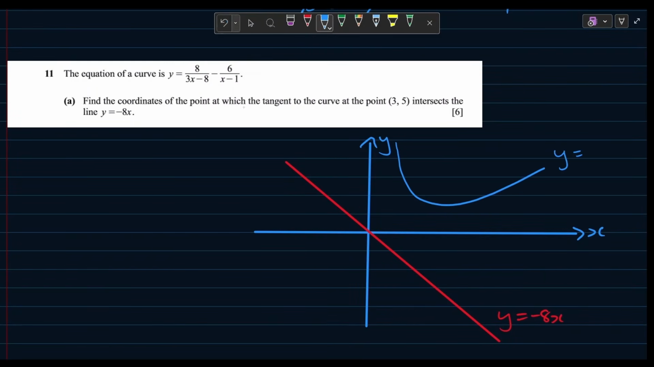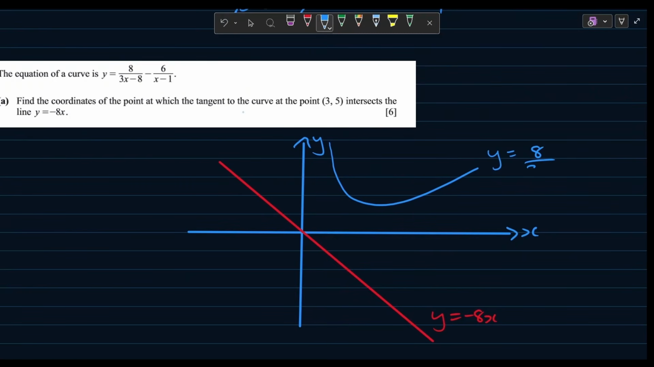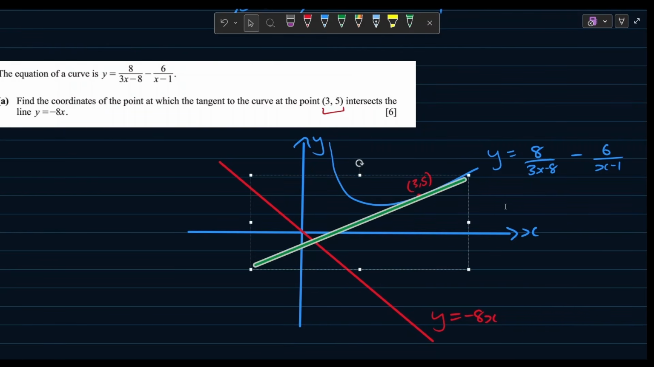This is y equals 8 over 3x minus 8 minus 6 over x minus 1. And let's say the point (3, 5) is there. If you draw a tangent to the curve at this point, this is your tangent. What is the point of intersection of your tangent and the red line? That's what we want to know. We want to know the coordinates of this point over there. So what I need to do is to first get the equation of my tangent. If I can get my tangent, I'm just solving simultaneously with the red line.